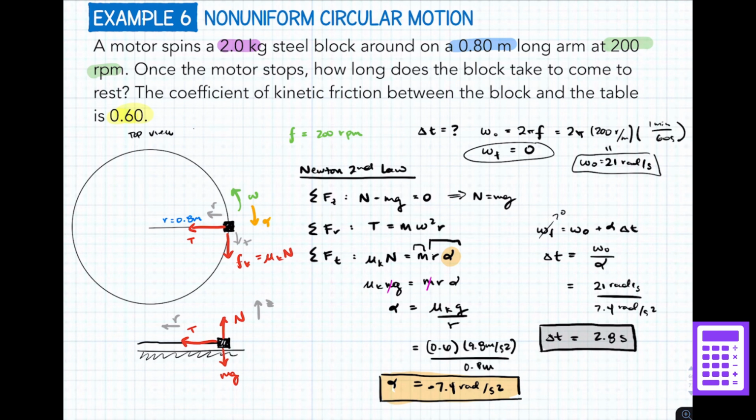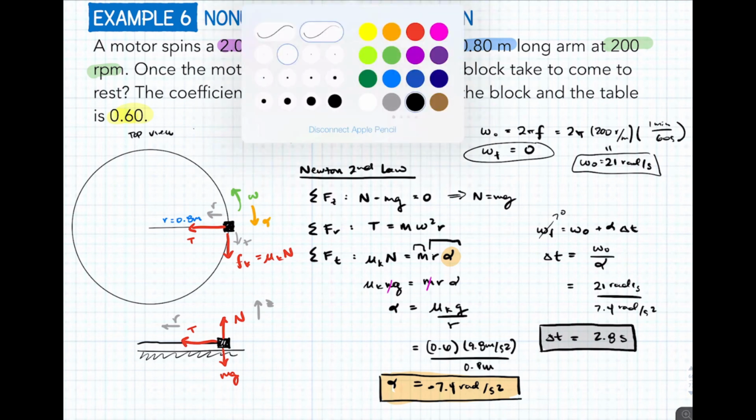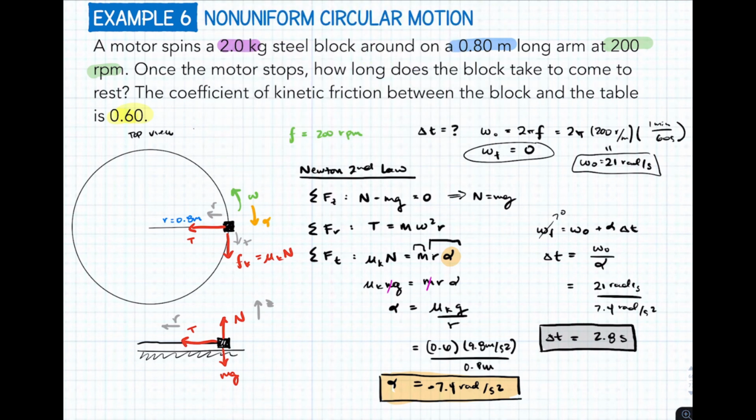Yes? How come at the end, the 7.4 is negative? Because I did some wizardry over here. So if you really want to go through that more slowly, what ends up happening is, sorry, I accidentally moved that. What ends up happening is you have omega naught is equal to negative alpha delta t, right? And then you get delta t is equal to negative omega naught over alpha, and then you plug in the negative alpha, and it should give you a positive time.